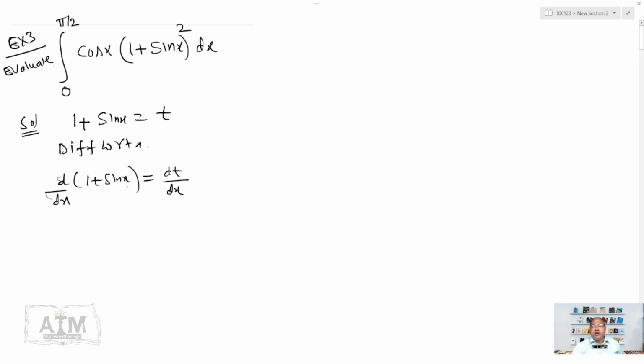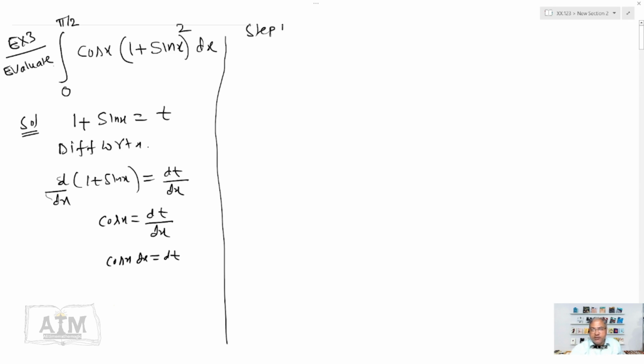Derivative of 1 is 0. Derivative of sin x is cos x, equals dt by dx. Therefore, cos x dx equals dt. Step 1 is over. Now we will make step 2, to change the limits.